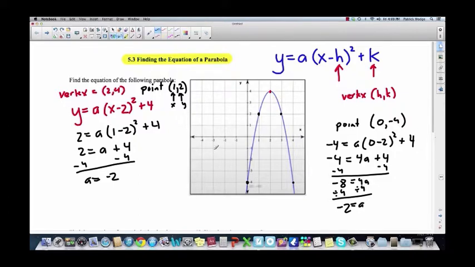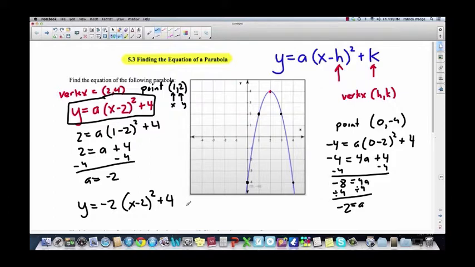Okay, don't go on to the next question. This happens all the time. People get the a value, they get all excited, yay, I'm finished. What they forgot to do is we're supposed to find the equation. We haven't found the equation yet. So we almost had the equation here. What did we still need to find? The a value. So now we'll rewrite this. Y equals negative 2, because we found the a value, times (x minus 2) squared plus 4.